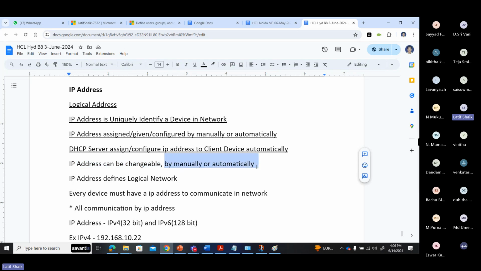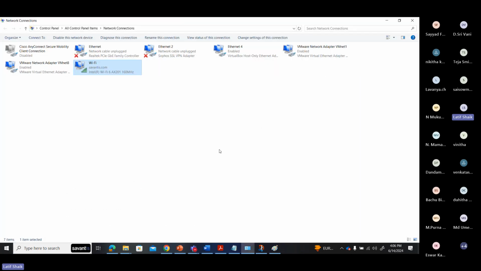Guys, I connected in our office and got one IP address from the office DHCP. When I go home, I have a Wi-Fi router which acts like a DHCP server. I will get another IP address at home. If I connect from home, then I will get another IP address. IP addresses can be changed automatically or manually.